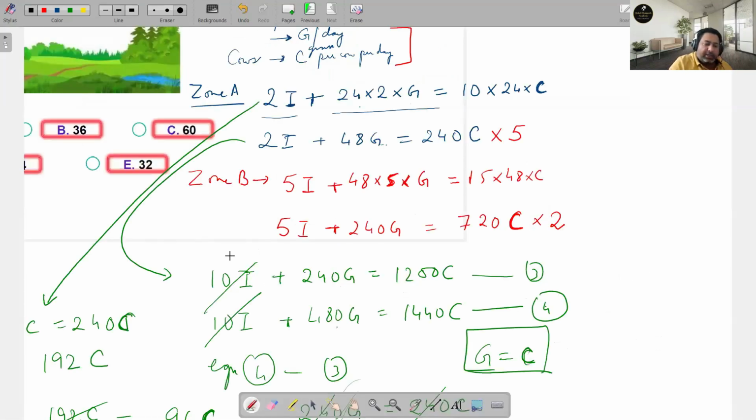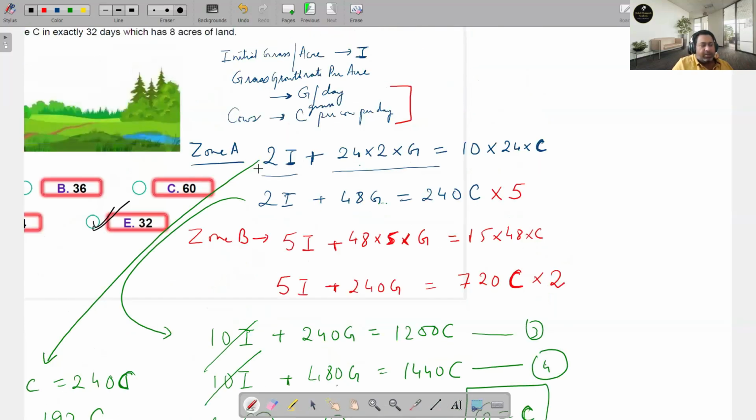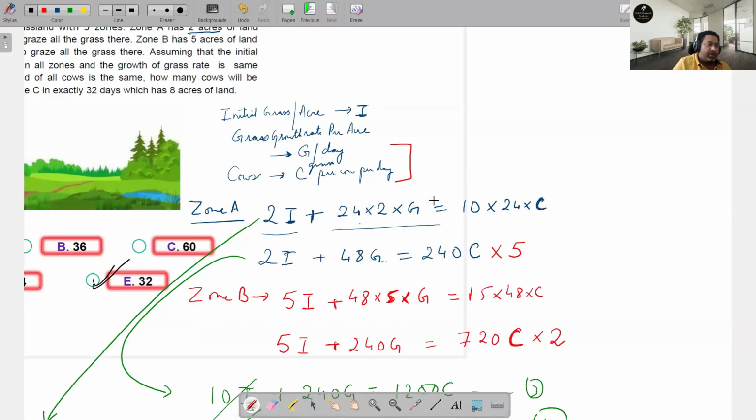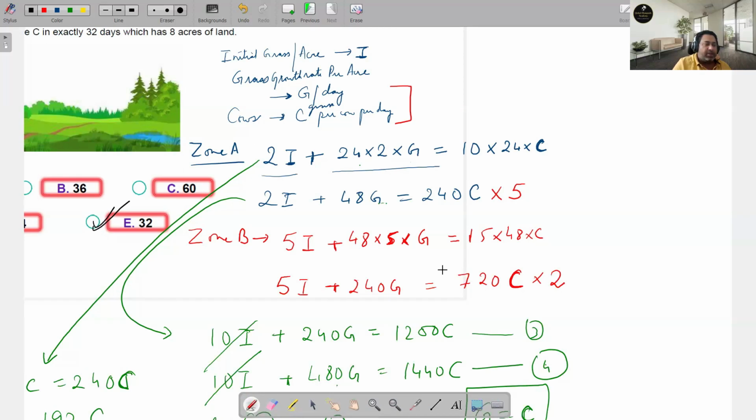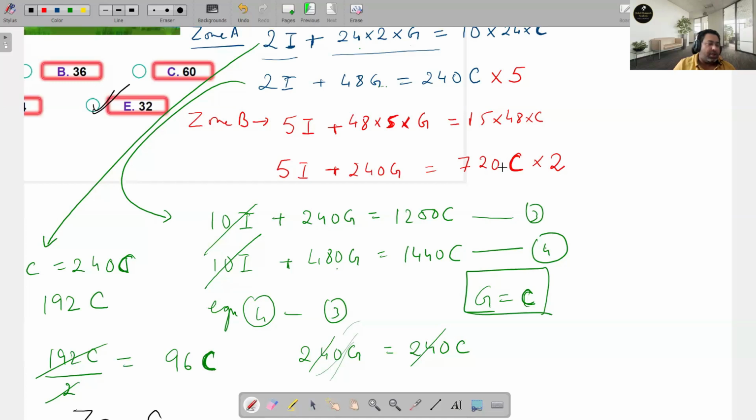Right, so that's your option E. I hope you understood this problem. I'll again tell you that you need to keep in mind the area, because it is always proportionate to the area. So the area will play a role in these equations. That is number one. You need to get rid of the I, and establish a relationship between G and C, that is the grass growth rate and each cow's grass eating rate.